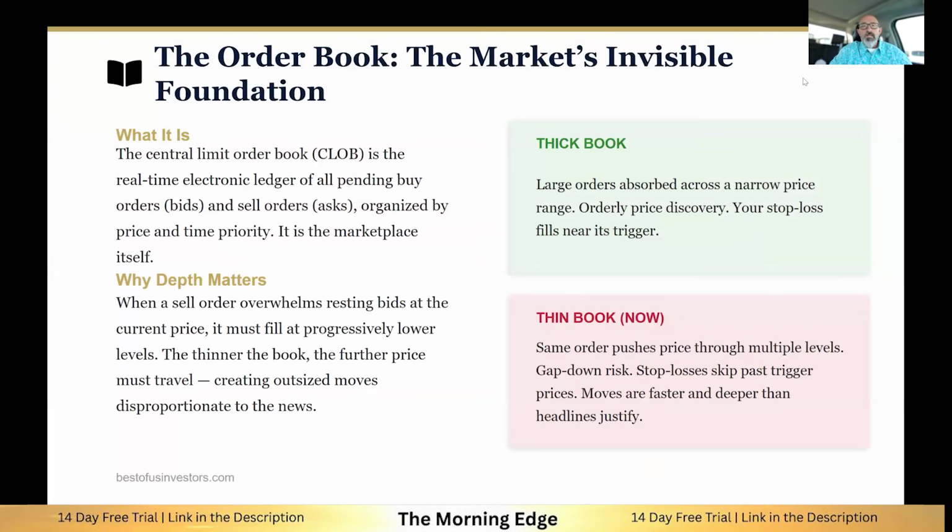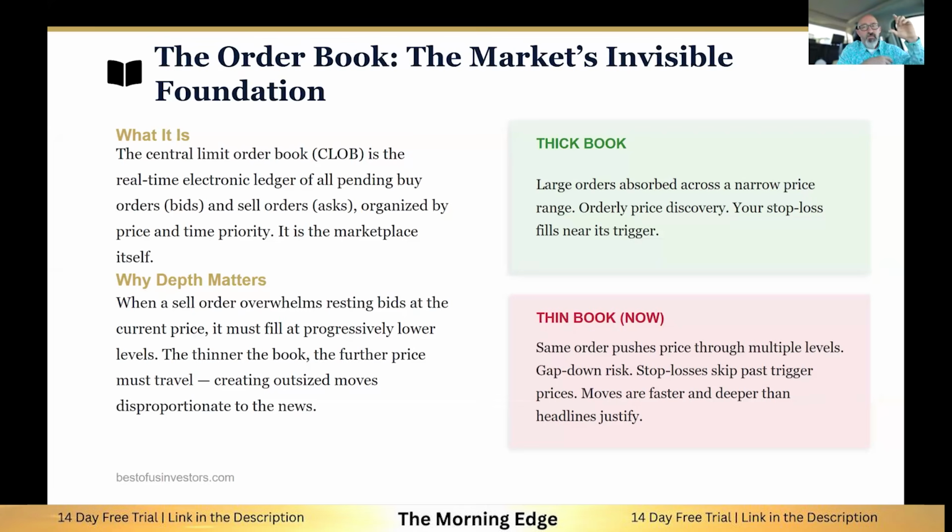And so what I put together here is to give you a basic understanding. There are two different things. First of all, there is what is called the Central Limit Order Book, and it is the real-time electronic ledger of all pending buy orders and sell orders, organized by price and time priority. It is the market.